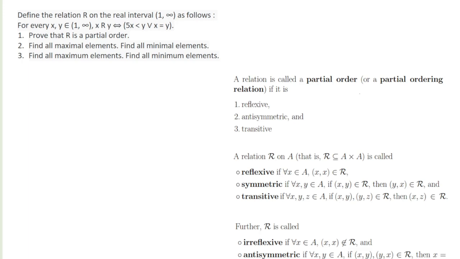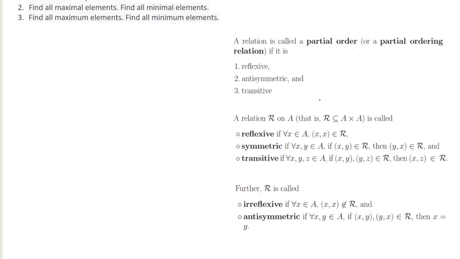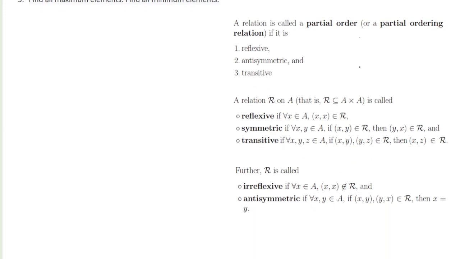What we're going to go about doing here is proving that R is a partial order. We're going to find all the maximal elements, all the minimal elements, and then we're going to find all the maximum elements and all the minimum elements. And we just have to go through the definitions of what those are. So first we're going to start with proving it's a partial order, and you can see here on the right, I've got all the definitions for that. Now, one of the things about a course on this is that you usually have to memorize these. So you want to keep that in mind. There's a ton of memorization going on here.